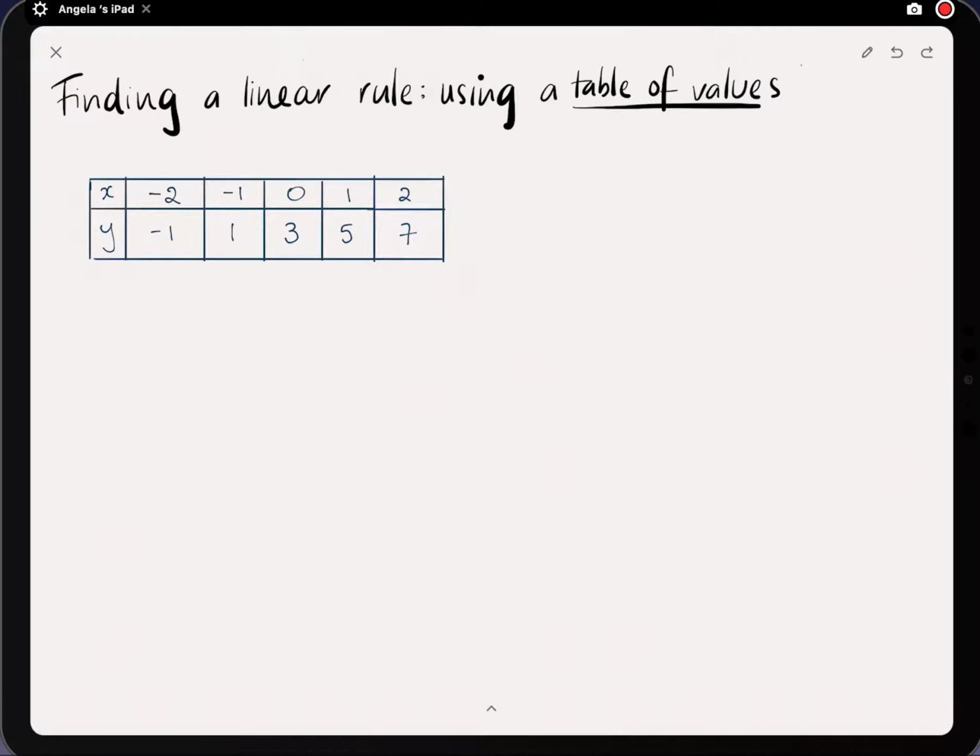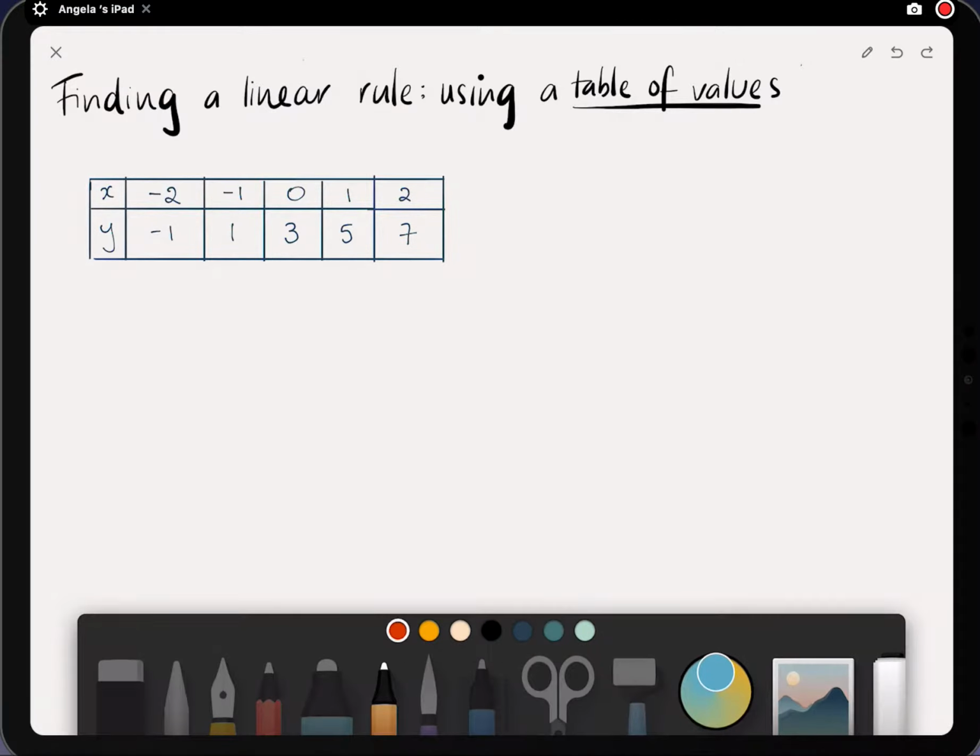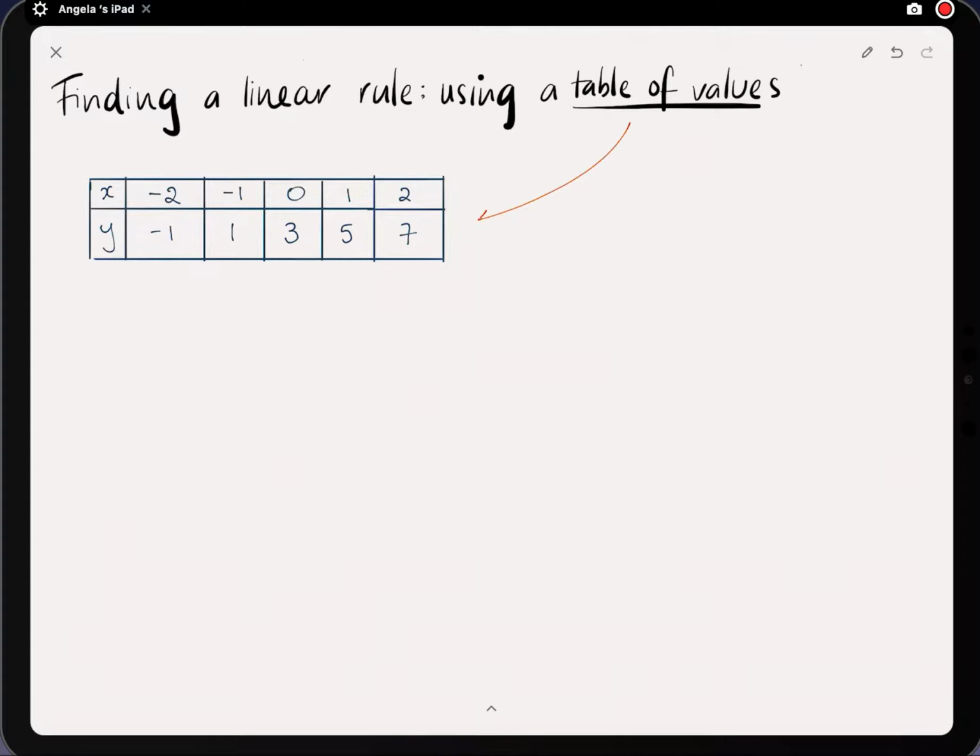Using a table of values. So just as a refresher, remember that our table of values is what I just drew an arrow to. And when we're thinking linear rule, we need to be thinking what's our general form, which is y equals mx plus c. So remember the elements of this will be that c is our y-intercept and m is our gradient.